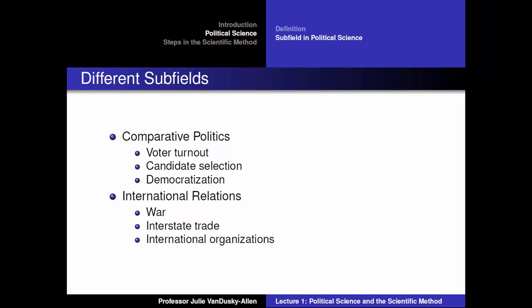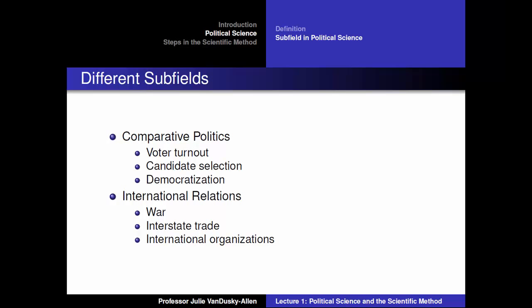There are many different types of political outcomes, and therefore there are many different subfields in political science that focus on different types of outcomes. For example, political scientists who study politics within different countries throughout the world study comparative politics. For example, some comparativists study topics such as voter turnout across countries. They try to explain why citizens in some countries are more likely to vote than citizens of other countries.